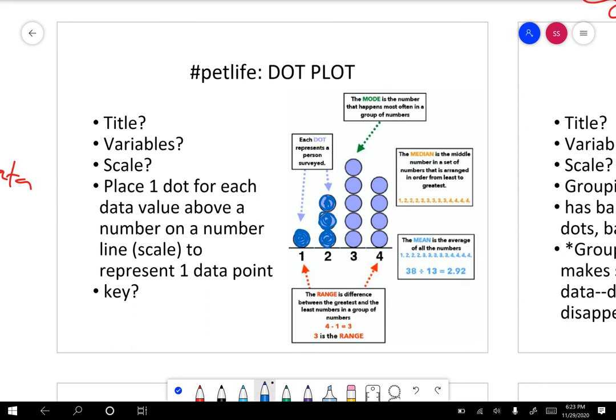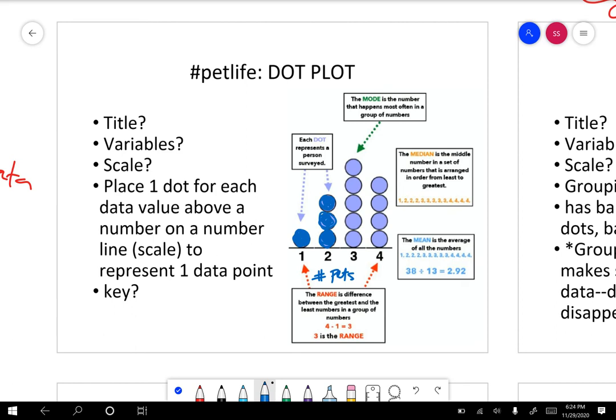Okay, so if this was our number of pets data, which it's not, but if it were, then that would mean that one person, only one person, because there's only one dot here, has one pet. Or in the 2 column, it would mean that 3 people have 2 pets, right? Or 5 people have 3 pets, etc.